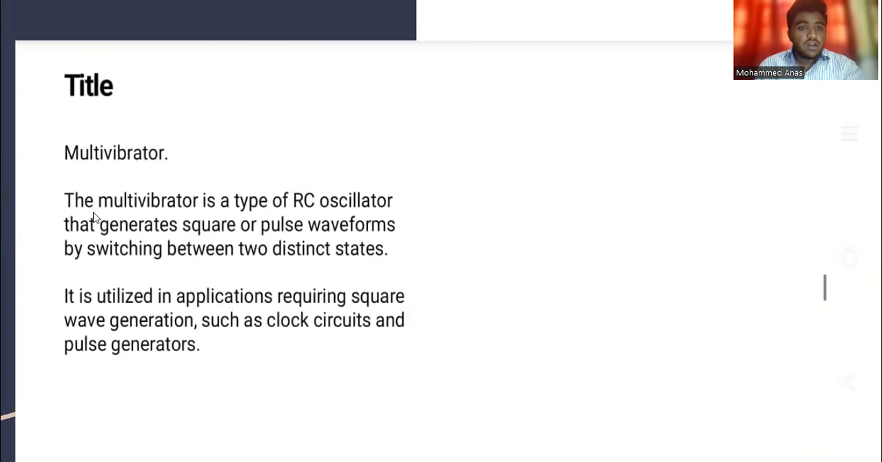Multivibrator. The multivibrator is a type of RC oscillator that generates square or pulse waveforms by switching between two distinct states. It is utilized in applications requiring square wave generation such as clock circuits and pulse generators.